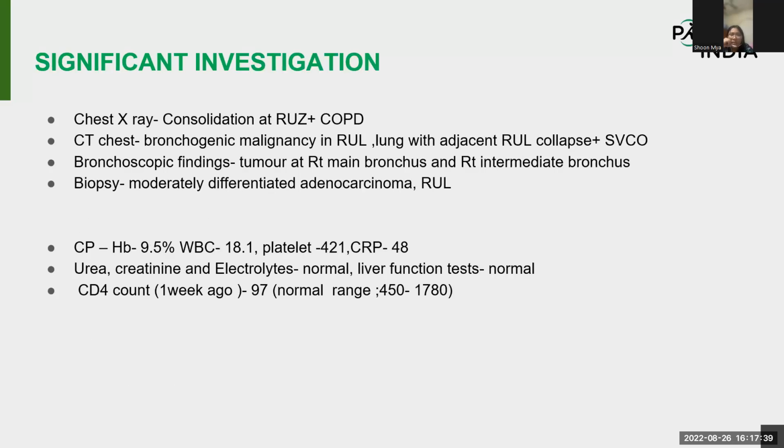There are some investigations that the patient has taken. The chest x-ray shows features of consolidation in the right upper zone and features suggestive of COPD. CT chest results show bronchogenic malignancy in the right upper lobe with adjacent right upper lobe collapse, and features of SVC obstruction. Bronchoscopic finding shows tumor at the right main bronchus and right intermediate bronchus. Biopsy results show moderately differentiated adenocarcinoma of the right upper lobe.